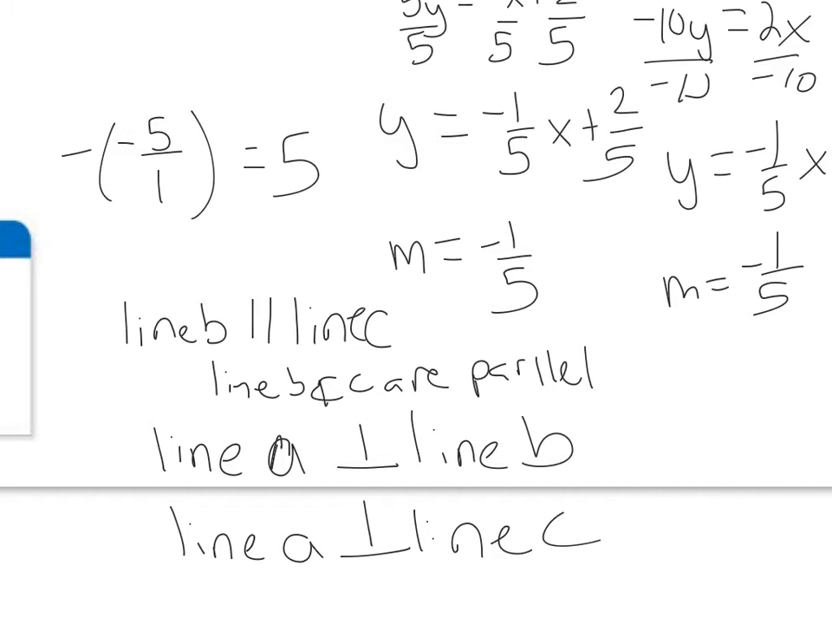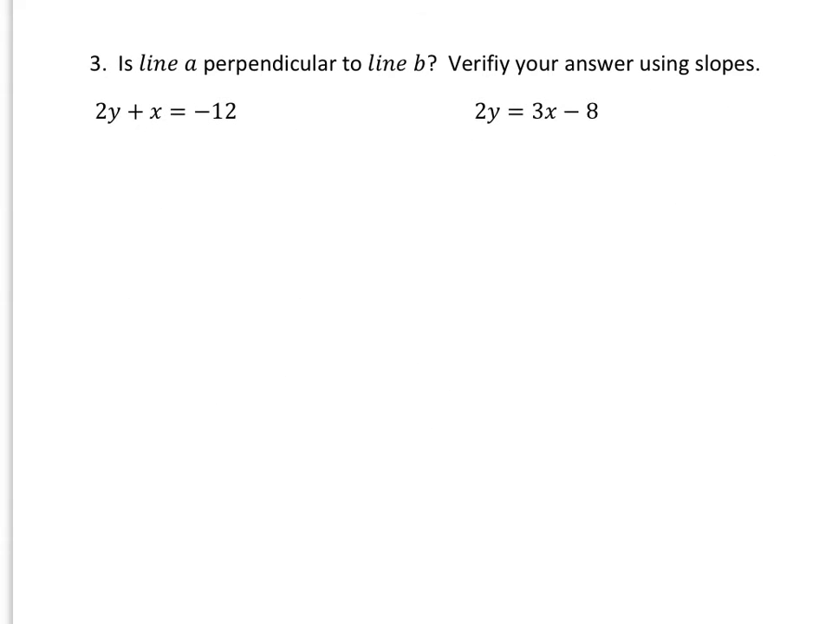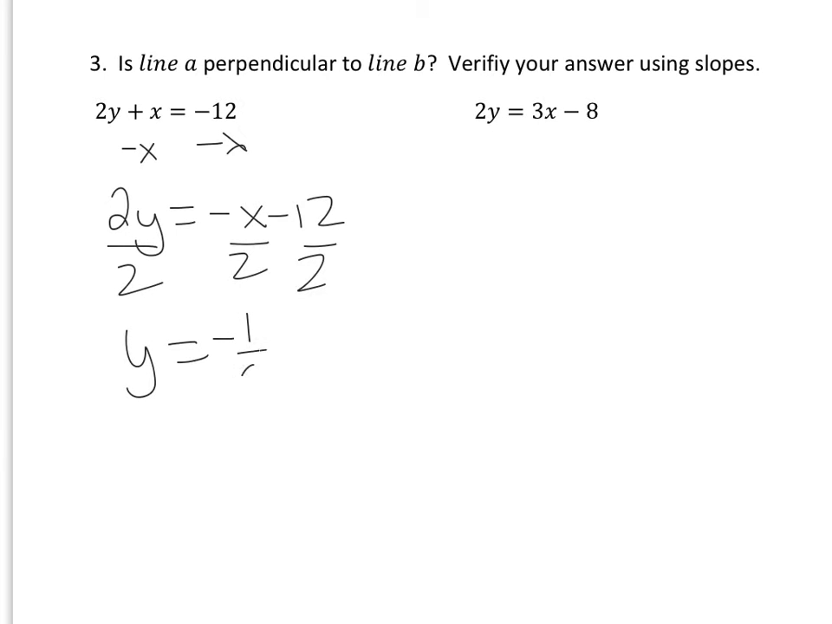So let's take a look at some more of this. It says, is line A perpendicular to line B? Verify your answer using slopes. Okay? So first thing we've got to do, get into y equals mx plus b. Subtract the x. 2y equals negative x minus 12. Divide each piece by 2. You get y equals negative 1/2 x minus 6. Here, divide each piece by 2. You get y equals 3/2 x minus 4.